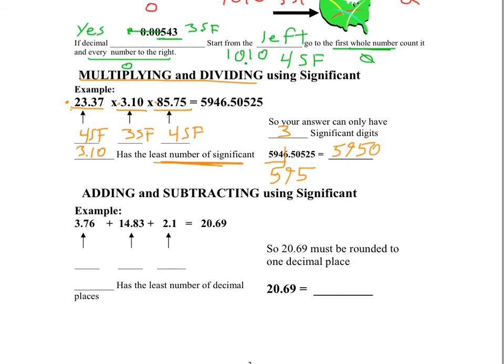Now when you're adding and subtracting using significant figures, in this case what we care about is the least number of decimal places, because the precision is already decided by the decimal places. You don't need to look at the significant figures for adding and subtracting. So for 3.76, I have 2 decimal places. For 14.83, 2 decimal places. And for 2.1, I have 1 decimal place. So 2.1 has the least number of decimal places, so 20.69 needs to be rounded to 1 decimal place, which would of course give me 20.7.